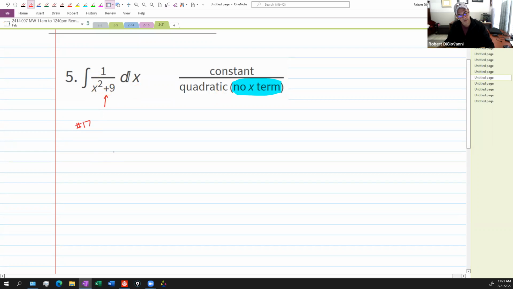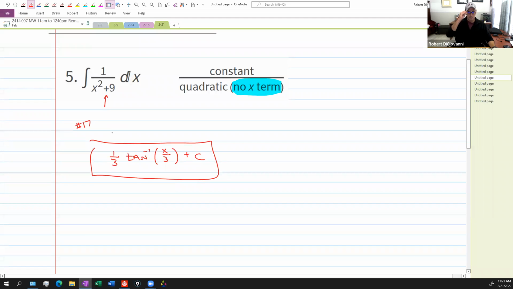So we just go right to it. 1/3 arctangent. I just did this one earlier. X over 3 plus c. Okay, formula 17. Okay. 3 more.